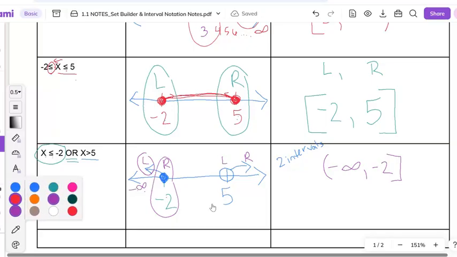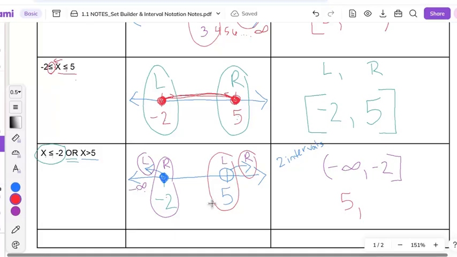All right, the next interval on the left, we've got 5. On the right, well, we're bigger, bigger, bigger. 6, 7, 8. The bigger number is represented by infinity, positive infinity. So the 5 is open. That means we can't include it. That gets a parenthesis. And infinity always gets a parenthesis.